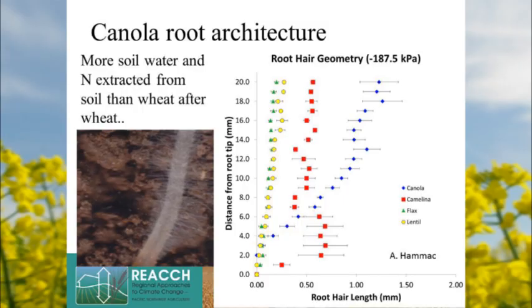We've heard in this session about how wheat has fibrous roots, while canola has a big taproot that Taylor will talk more about. But also looking at the root hair geometry, you can see here the dots in blue are canola roots. And it's pictured right here, you have more, longer root hairs coming out from that root. And so you're able to extract more water, more nitrogen.